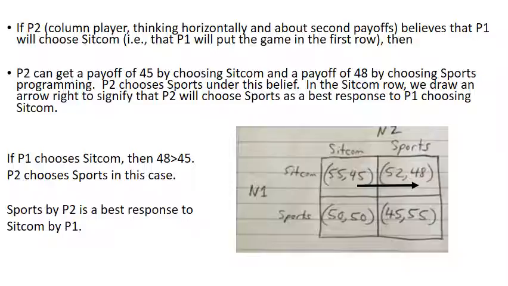In the sitcom row, then, we draw an arrow right to signify that player 2 will choose sports as a best response to player 1 choosing sitcom. So just to summarize, if player 1 chooses sitcom, or if player 2 believes that player 1 will choose sitcom, then 48 is greater than 45. Player 2 chooses sports in this case. Sports by player 2 is a best response to the belief that player 1 will choose sitcom.